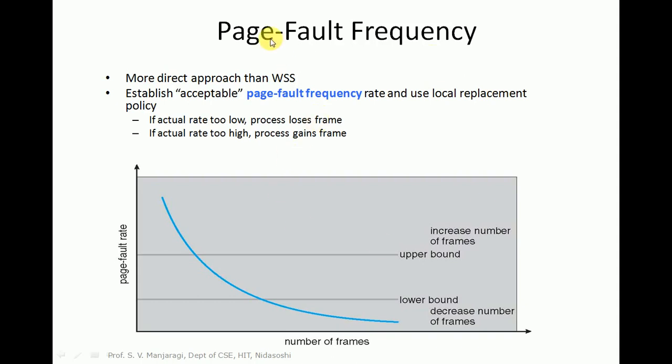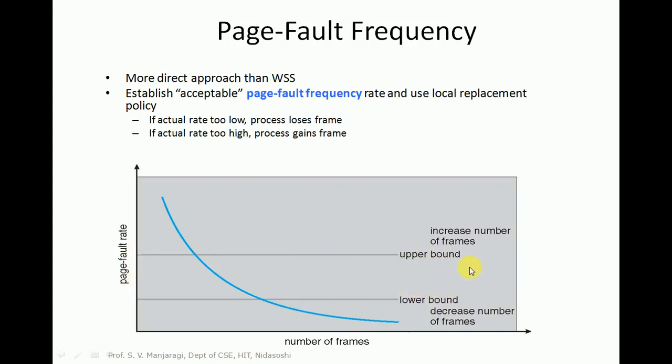Now let us move on to the next one, page fault frequency. Instead of considering WSS, we can go for another strategy, that is page fault frequency. The replacement policy will depend on the page fault frequency. If the actual page fault rate is low, the process loses a frame. If the actual page fault rate is too high, the process gains a frame. That is page fault frequency. It is shown in the diagram here. There is an upper bound and a lower bound for the page fault rate.